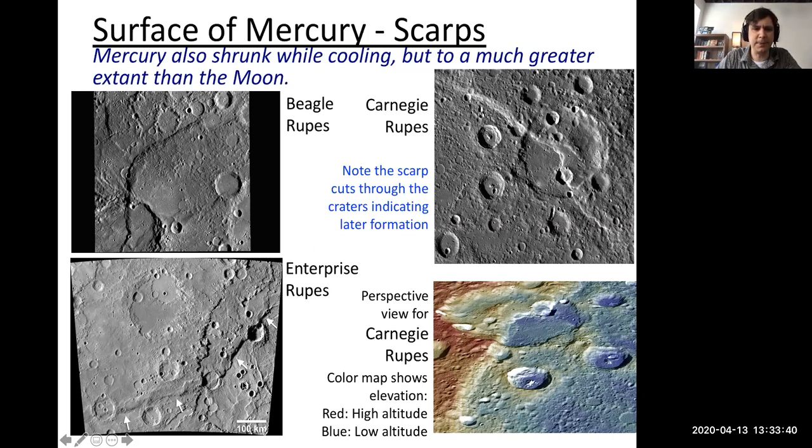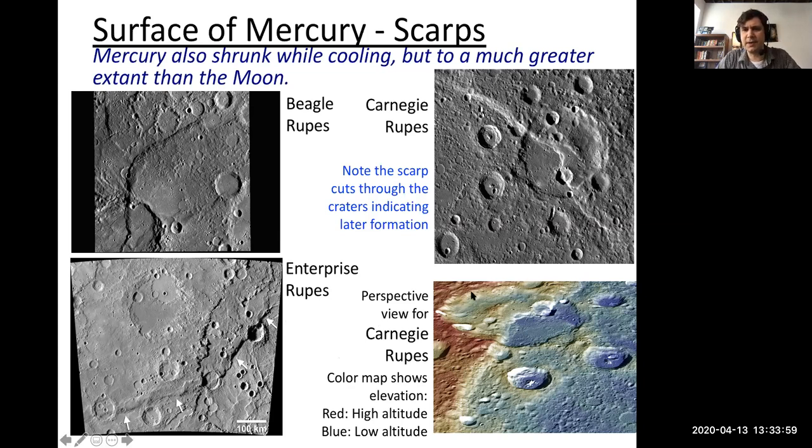Here's our Enterprise Rupes again, and you can see the white arrows are pointing it out. Here's a crater that formed afterwards. And you can see it's cutting through a lot of these craters here as well. And then using the Mercury Messenger data, they've been able to create a perspective view of what this would look like if you were actually flying over the surface.